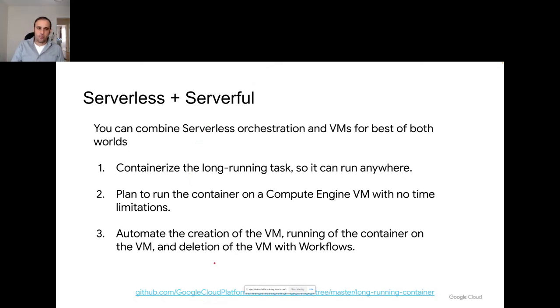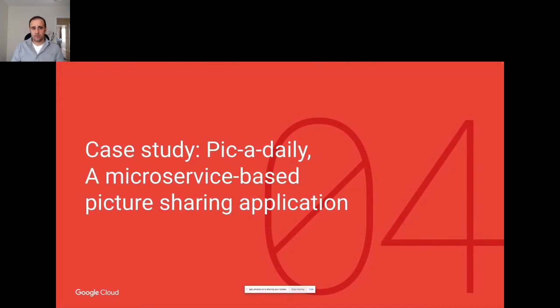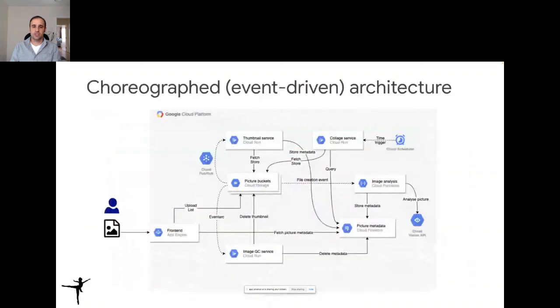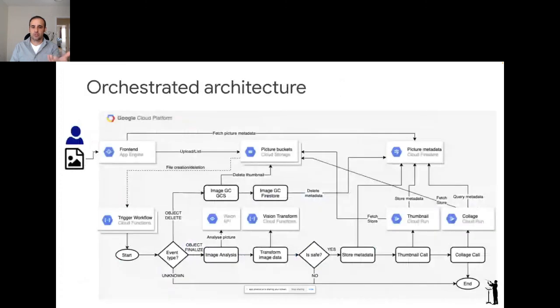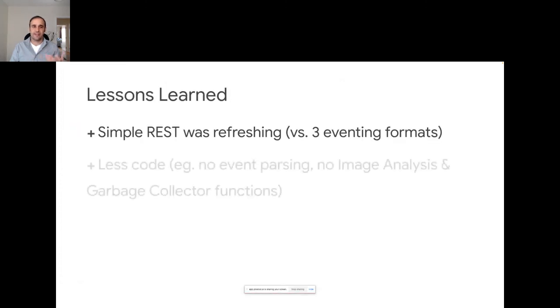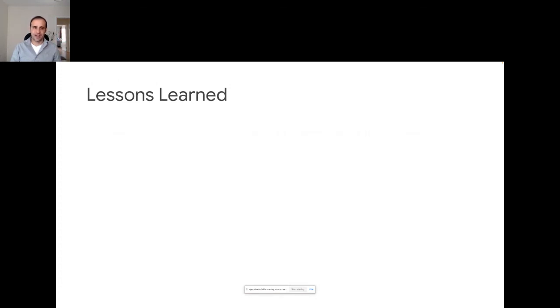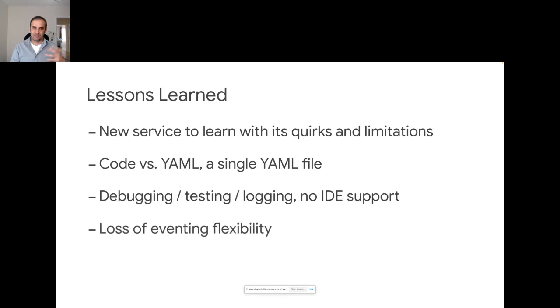So I'm almost out of time. What I want to tell you is that in the slides, I have this case study where we show a photo sharing application that we designed using an event-driven approach, but then we rewrote it using orchestration, and we are very happy with the results because it was much easier to debug, with less code, less setup, and easier handling. But we also had to deal with some issues like a new service to maintain, code versus YAML, debugging, testing, and so on and so forth. But I won't get into it. If you want to look into more, check the slides, and I have some notes there that might help you.